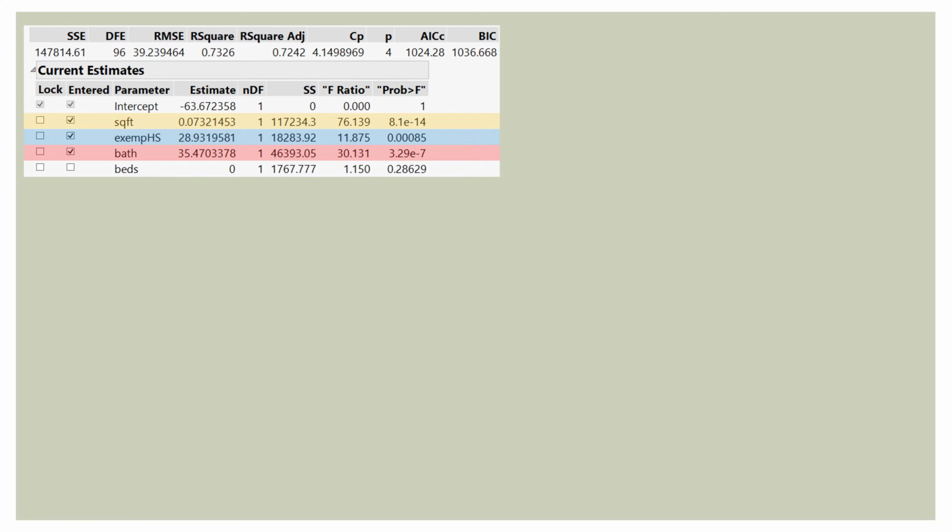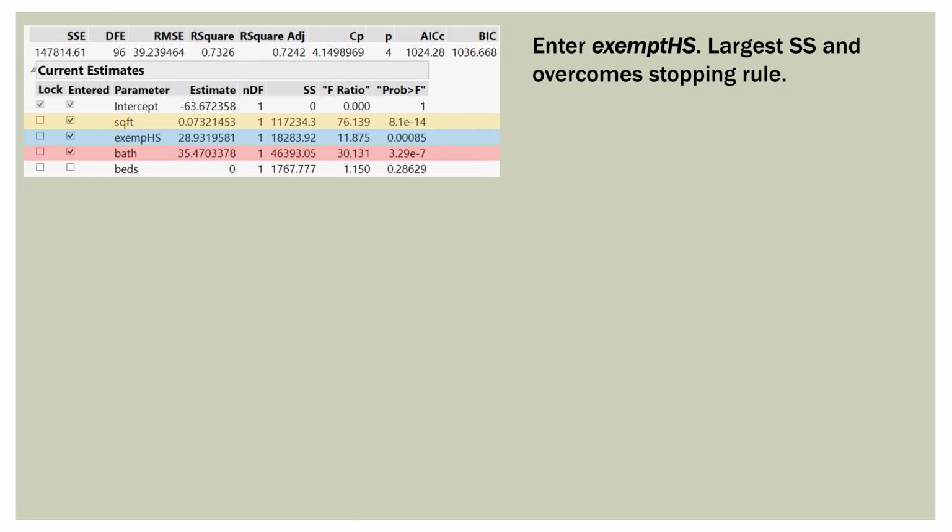What you're looking at here are the individual contributions of each variable to the sum of squares explained out of the total. We are not looking at the interactions or the combinations of variables. We'll have to figure that out on our own. So we enter exemplary high school. It's the largest sum of squares and overcomes our stopping rule. But we're going to have to reject the beds variable. It does not overcome our stopping rule.